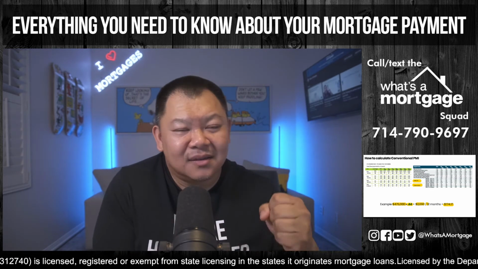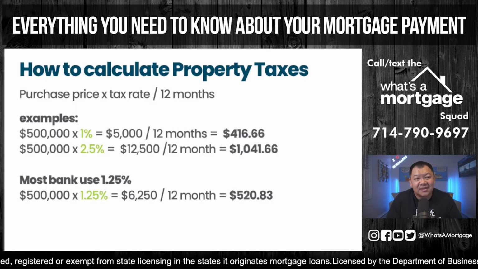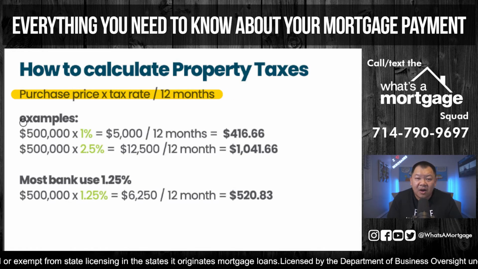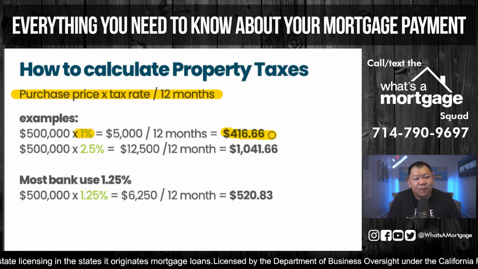Last but not least, your property taxes. So you guys got to know this. It's the purchase price times the tax rate divided by 12. Here's an example. On 500,000, if your tax rate in your area is 1%, it's $5,000 divided by 12, 416.